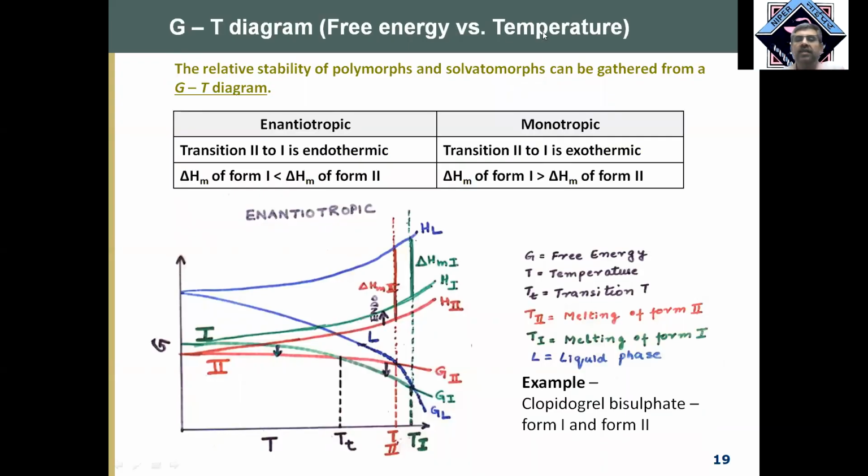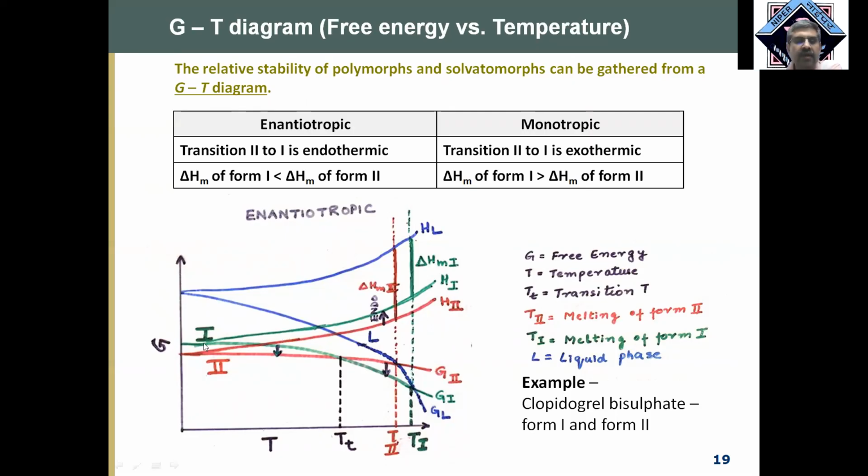This is the free energy versus temperature diagram, also called the G-T diagram. For enantiotropic polymorphism, the relative stability of the polymorphs and solvate forms can be gathered from a free energy temperature diagram. This is the relationship which we have already discussed in the case of enantiotropy, and we will look at it in more detail with the help of this diagram.